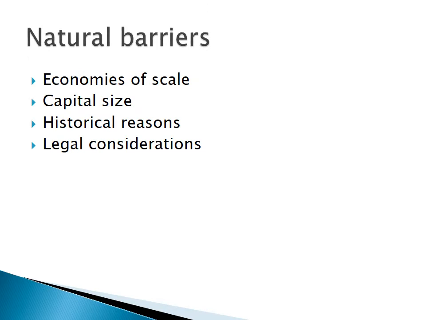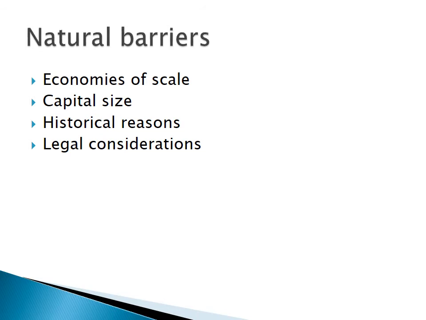Now, first of all, we will discuss the natural barriers. The first point is economies of scale. If a single firm is able to produce the entire market supply of a product at a lower average cost than a number of smaller competing firms together, then it has a natural monopoly.